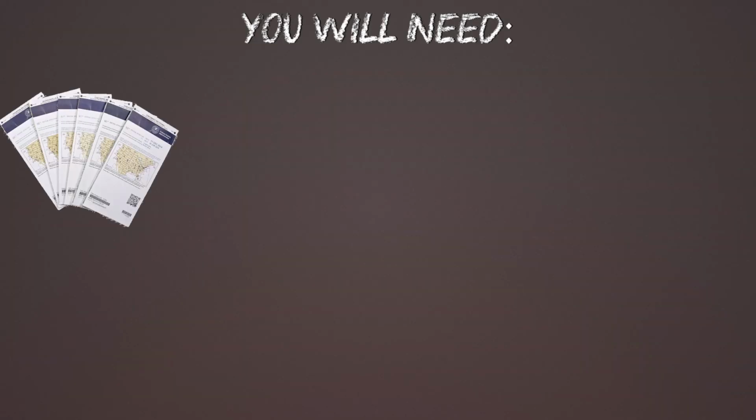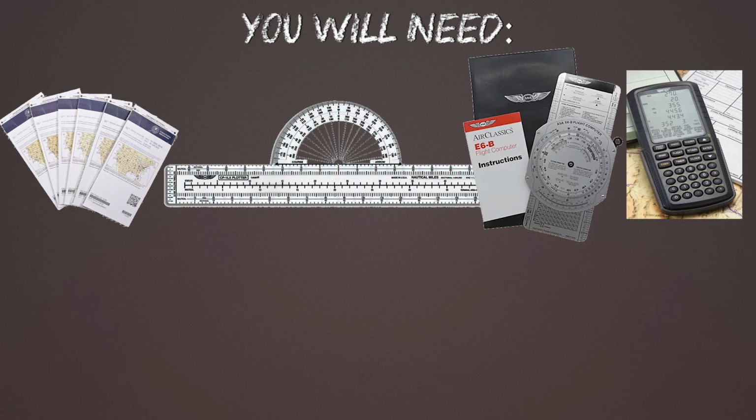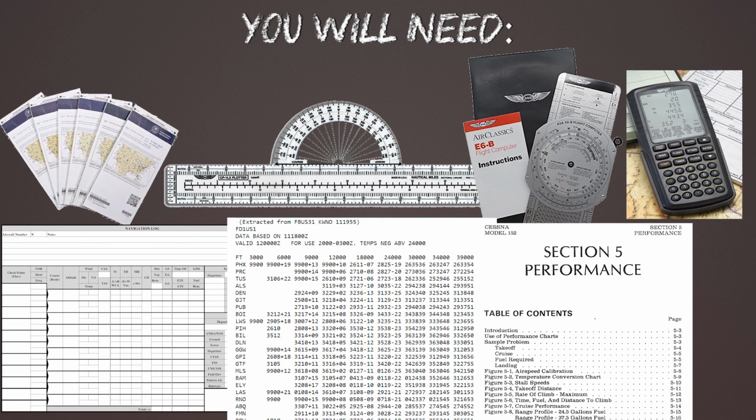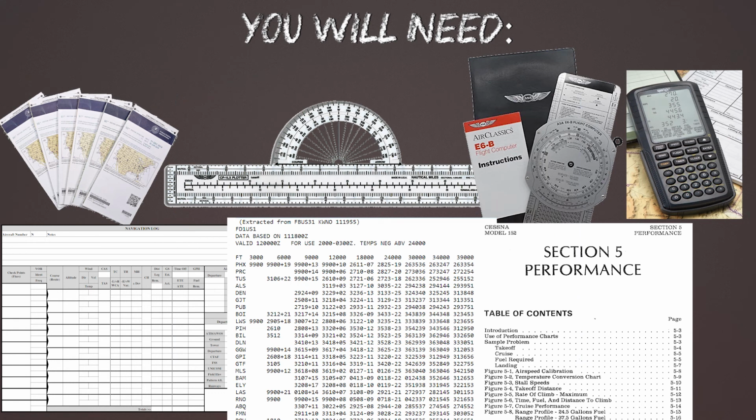First of all, a sectional, then a plotter, an E6B or an electronic calculator, and a Navlog where you can record all your data, as well as winds aloft and airplane performance data. I do know that iPads and ForeFlight exist, and I can use them fairly well, but you need to know how to use a sectional and how to use the information on it to plan a cross-country flight. There is a really good chance you will be required to do this for your practical test.